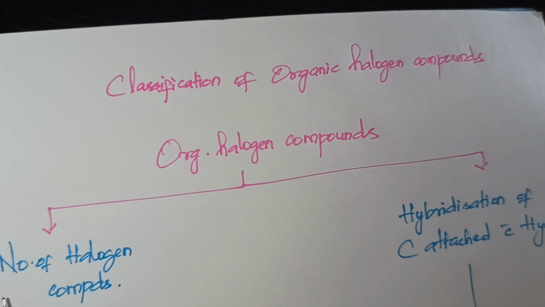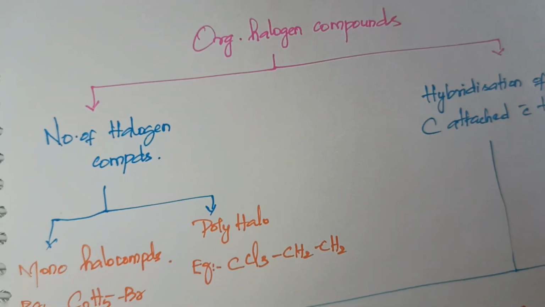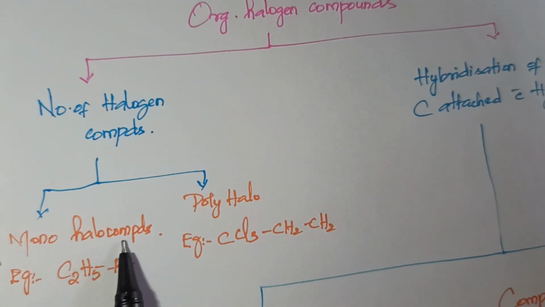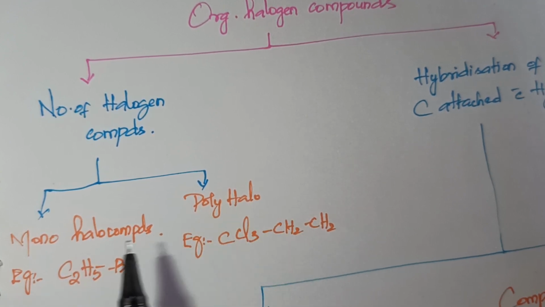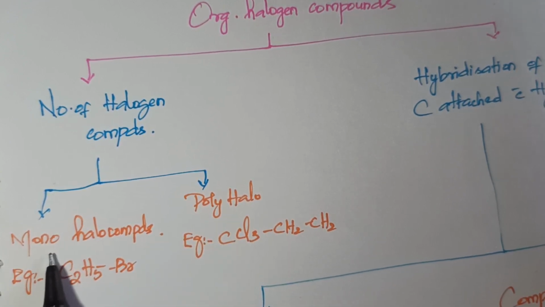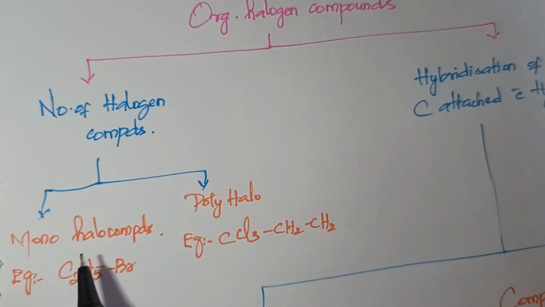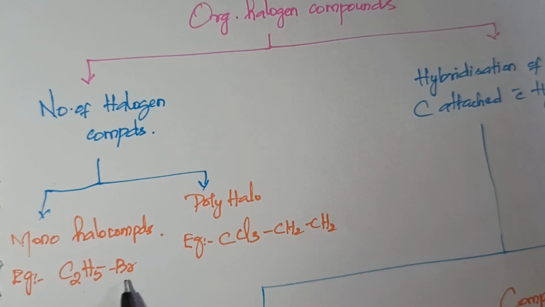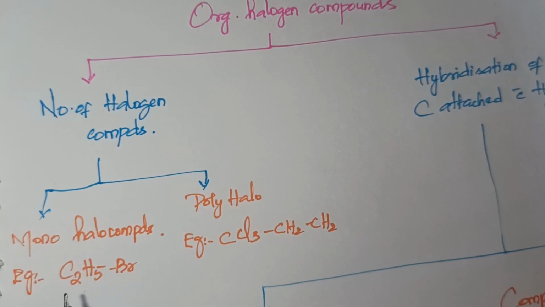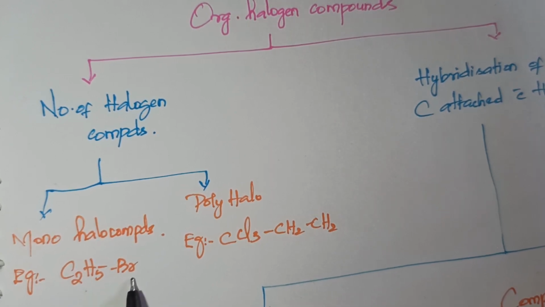So based on the number of halogen atoms, it is classified into monohalo compounds and polyhalo compounds. Mono, as the name itself shows, is only one halogen in the compound. For example, here we have ethyl bromide or bromoethane. We call it ethane because it has two carbon atoms. So C2H5Br, only one hydrogen is substituted by one halogen group. So it is a monohalo compound.